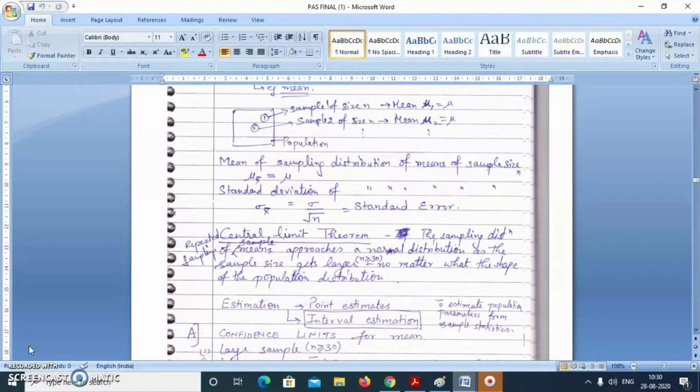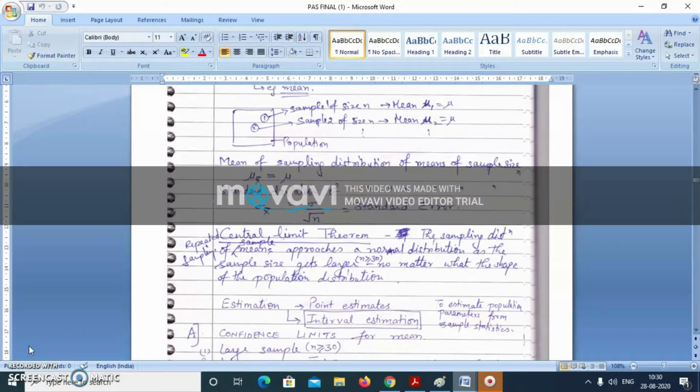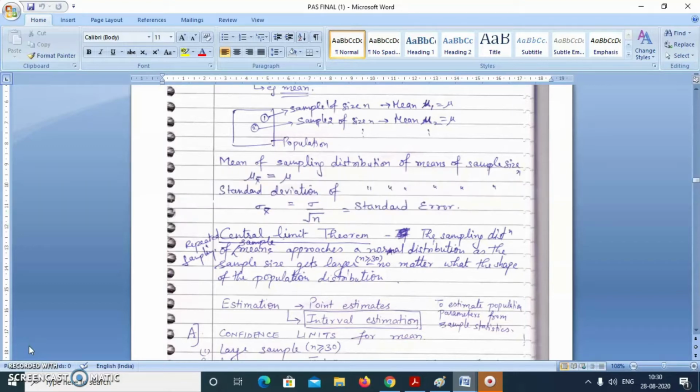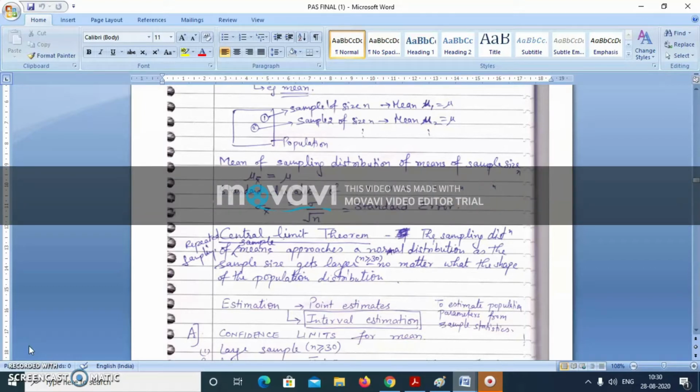Now, if you have taken a sample out of a population and calculated its mean and standard deviation, and we have to estimate the mean of the population. Now, if we say we have taken 30 samples and we have taken all their means, 30 means are there, and we'll take the mean of means. Obviously, that will give you a point estimate of the population. That will give you an idea about the mean of the population.